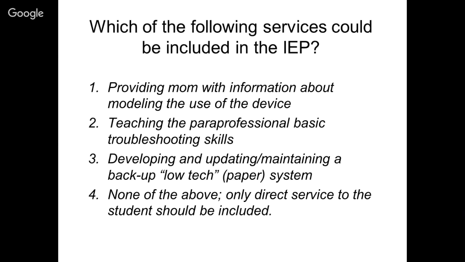So what answers are coming in? Okay, Anita says all of those. Leah says 1, 2, 3. Charlotte says 1, 2, 3. It sounds like the group is going with 1, 2, and 3 as the correct answer. Correct. In addition to the direct service to the student, all of these other services, and there are more services, but these 1, 2, 3 in these examples should be included in the IEP. Absolutely.